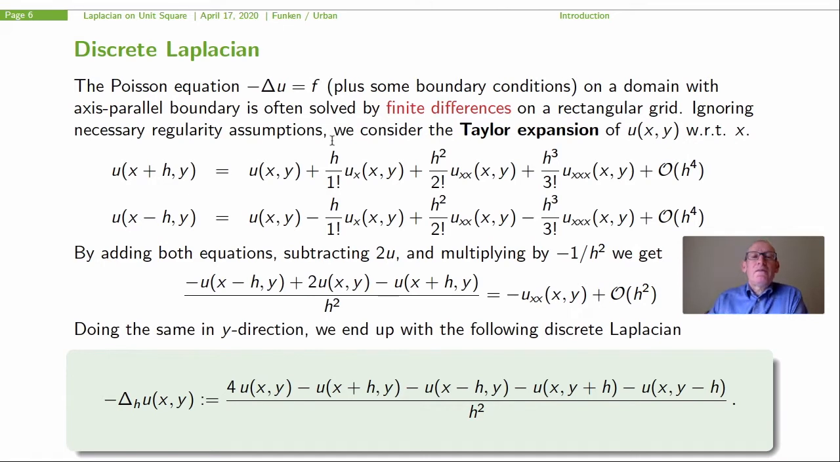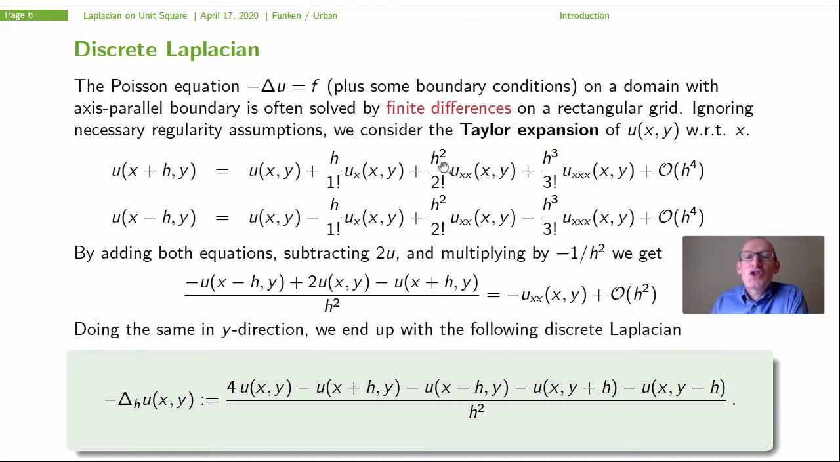So, Taylor expansion in the first variable, u of x plus h, will give this expression with some error term, capital O of h to the power 4. We do the same expansion with minus h, so every second term will have a minus sign in front of the term, so that if we add the first and the second expansion, we have twice u, and the first partial derivative will vanish.